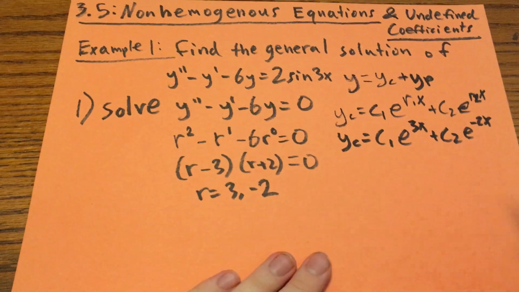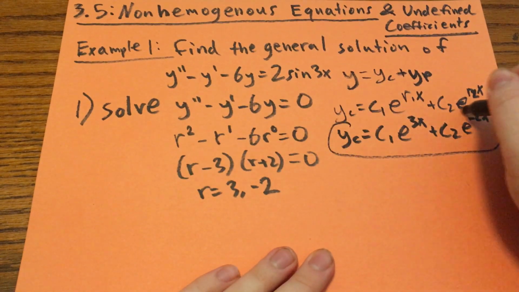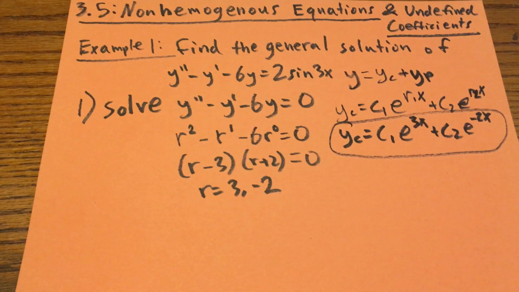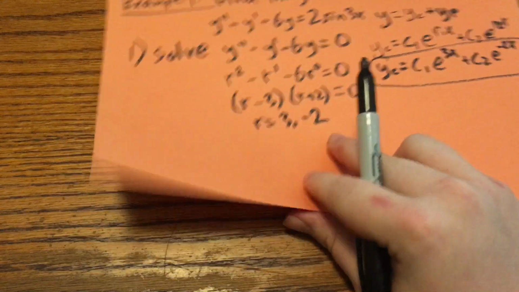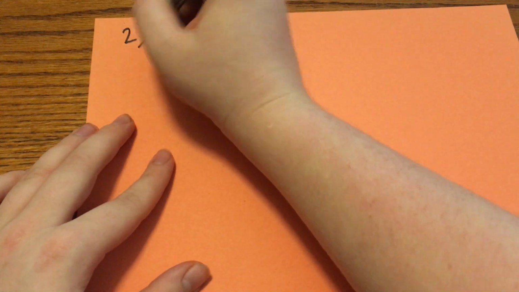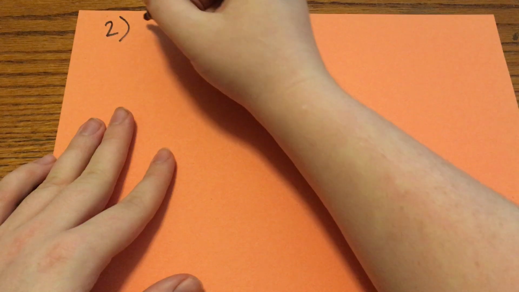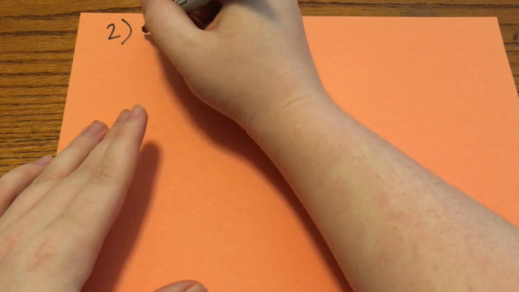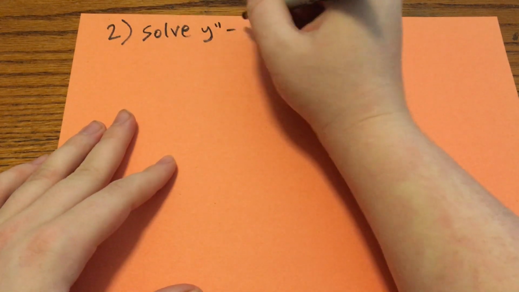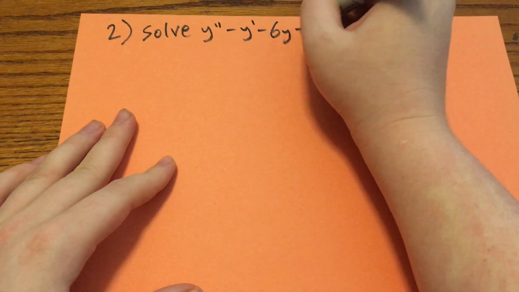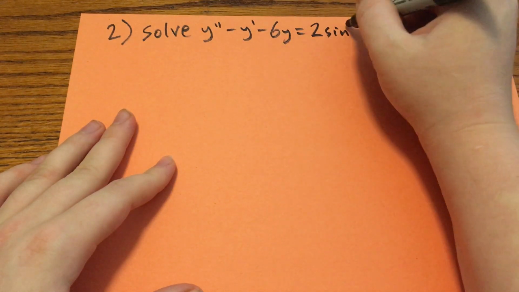Okay, so we have y sub c, and now we have to move on to the next step, which is obviously finding y sub p. Alright, step 2 is solving the non-homogeneous equation. So it would just look like the original equation. So step 2, solve y double prime minus y prime minus 6y equals 2 sine 3x.